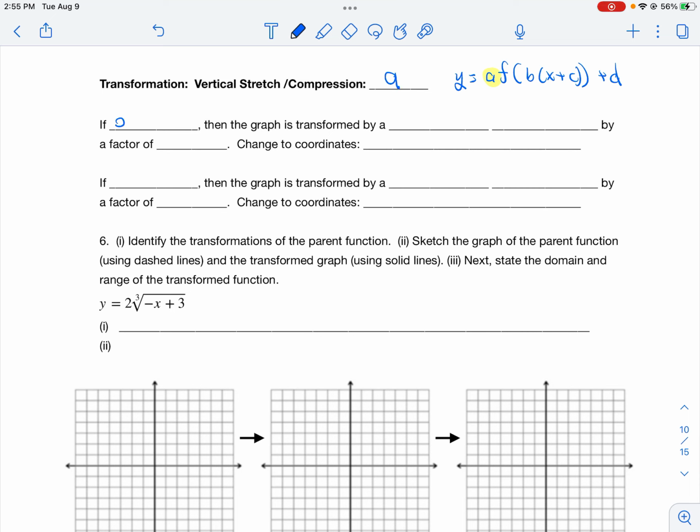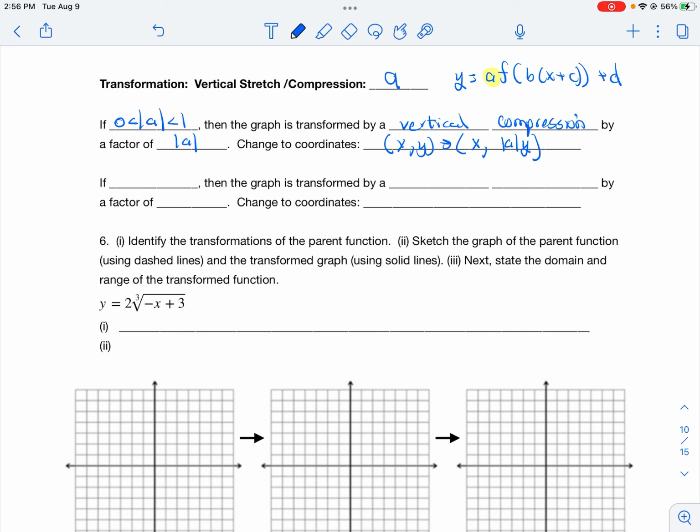If the absolute value of a is between 0 and 1, then the graph is transformed by a vertical compression by a factor of the absolute value of a. So how does this change? Vertical affects the y values, horizontal affects the x. So today we'll be changing our y values. So the point x comma y is changed to x comma the absolute value of a times y.